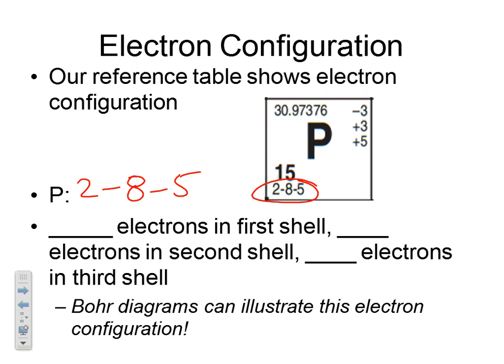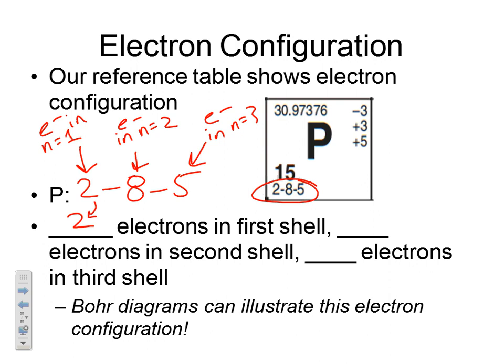What it always means, the first number is the electrons in the first shell, in n equals 1. The second number is always the electrons in the second shell. And the third number is always the electrons in the third shell, and it keeps going and so forth and so forth. Our really large elements are going to have a lot of shells filled, but each number, each shell, is separated by a dash. So 2-8-5 means for phosphorus that there are 2 electrons in the first shell, 8 electrons in the second shell, and 5 electrons in the third shell.